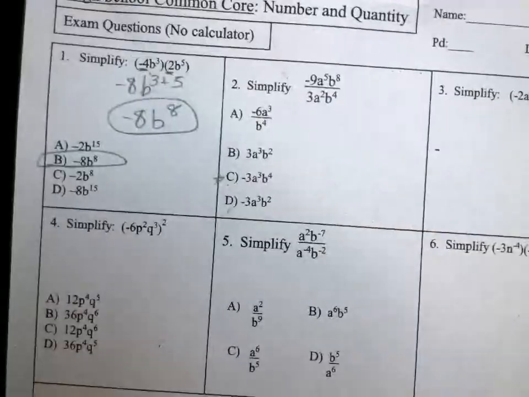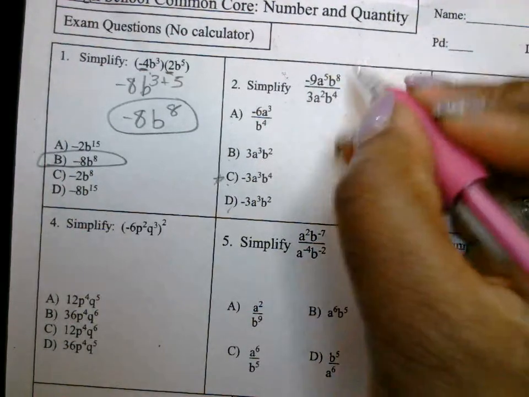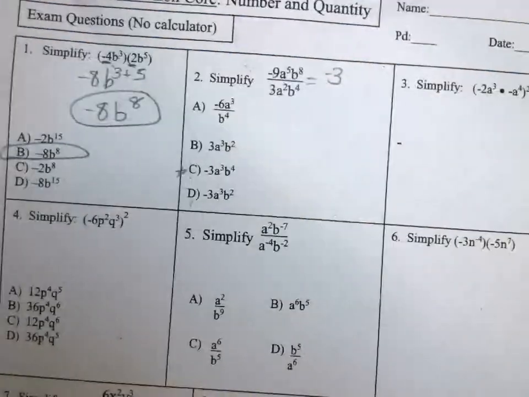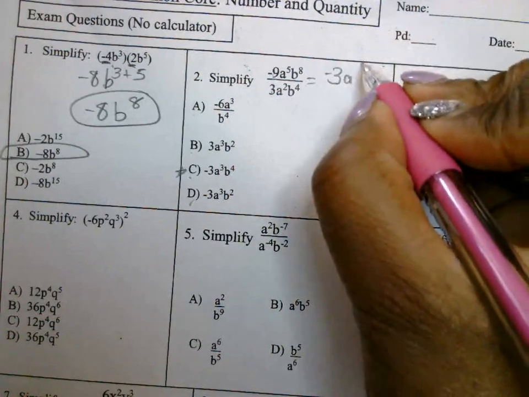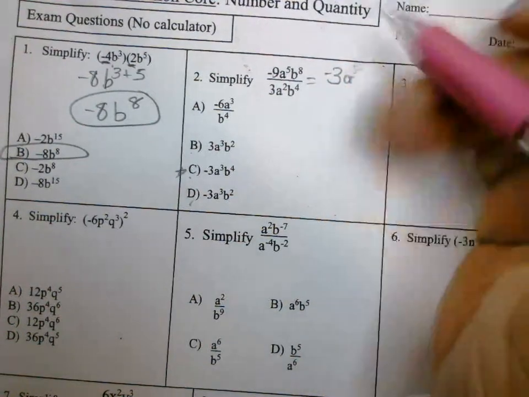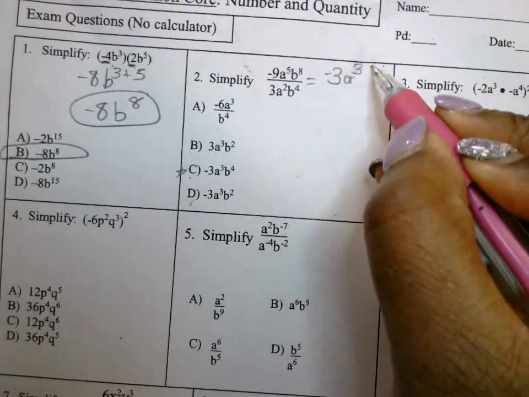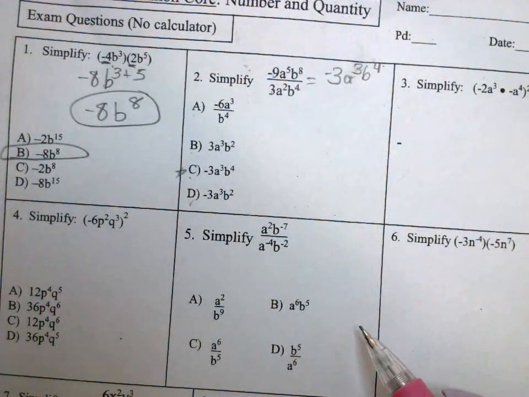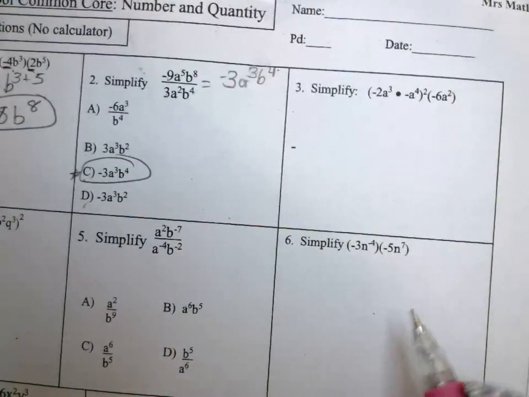Let's divide the numbers first. What's -9 divided by a +3? -3. Now let's subtract the exponents because we're dividing. Top exponent minus bottom exponent. 5 minus 2. What did you say 5 minus 2 was? 3. 8 minus 4. 4. That's okay, baby. All right. So my answer is going to be what? It is C. Okay.